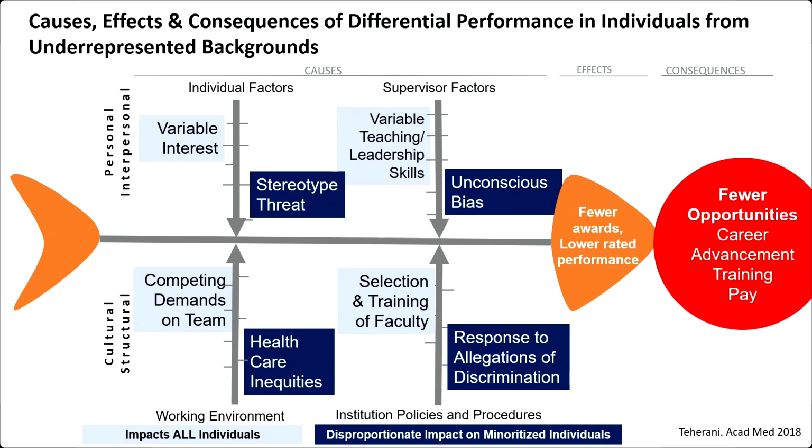And there are other forces which disproportionately impact some individuals more than others. These are things like unconscious bias, stereotype threat, healthcare inequities, and institutional responses to allegations of discrimination. Altogether, these things lead some people to have fewer career opportunities, advancement, less pay, et cetera. And so I want to unpack just one of these, which is stereotype threat.